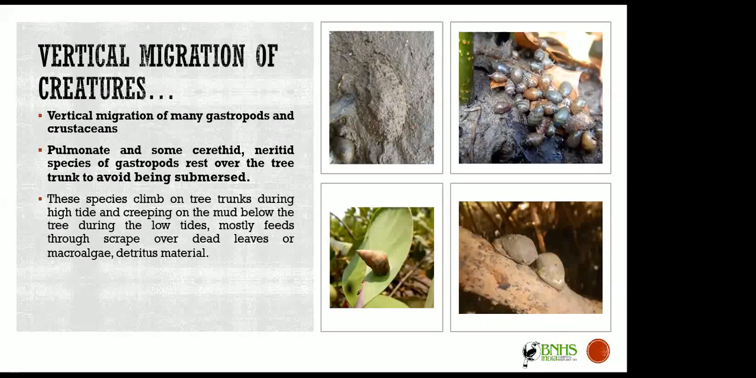This is a Melampus species, very commonly occurring along the west coast. This is a Cassidula species. The Littorinids prefer the leaves or higher up the trees, and this is the Oncidium species living along the mudflats.